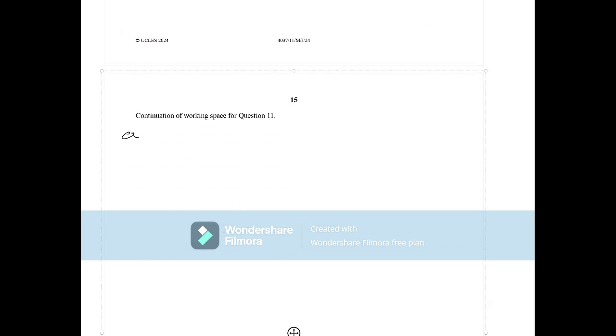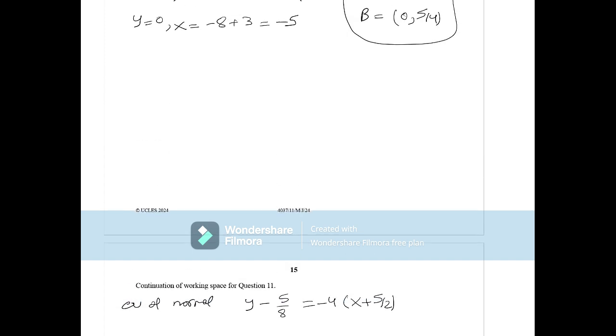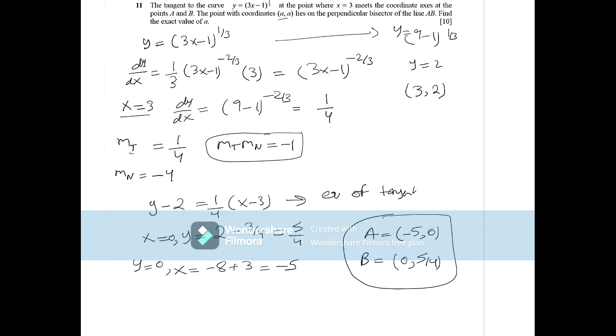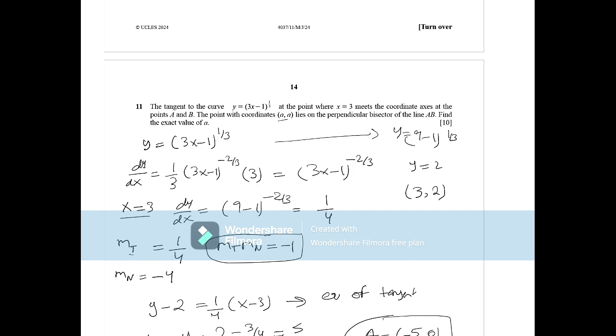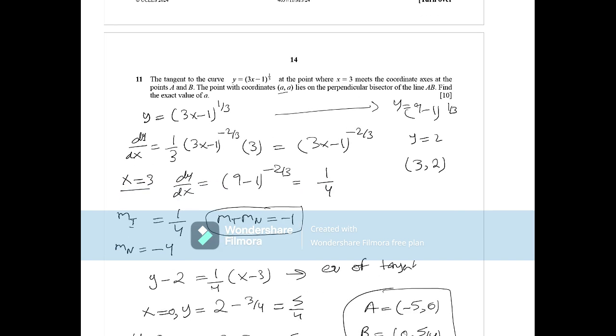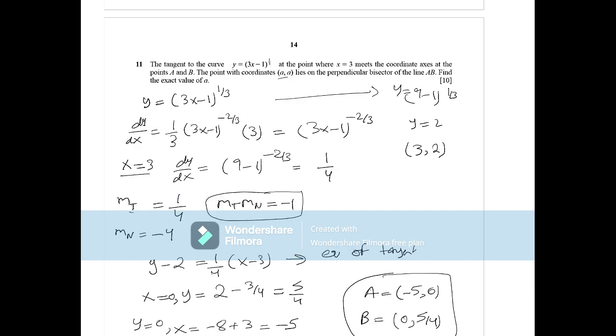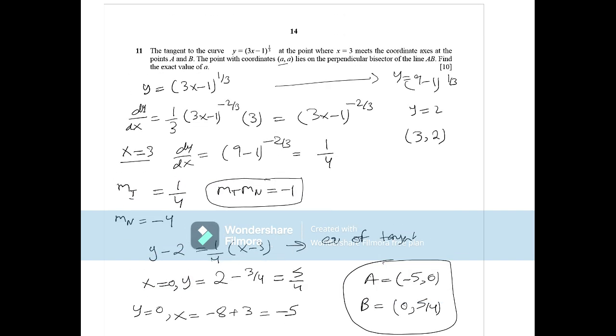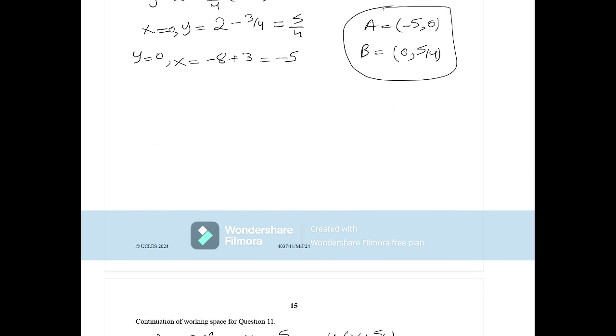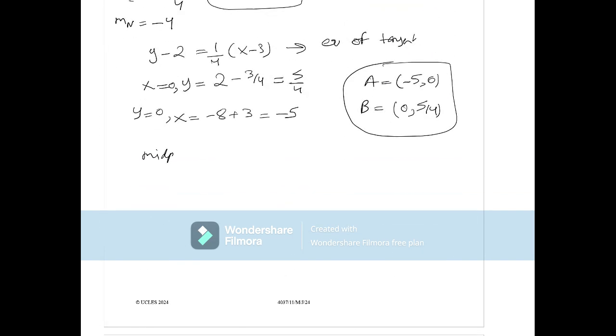For the equation of the normal, y minus 5 by 8 equals minus 4 times (x plus 5 by 2). Now, what is this 5 by 8 and 5 by 2? Your question said that the point with coordinates (a, a) lies on the perpendicular bisector of the line AB. The perpendicular bisector of the line AB passes through the midpoint of AB. So you can figure out the midpoint of AB.